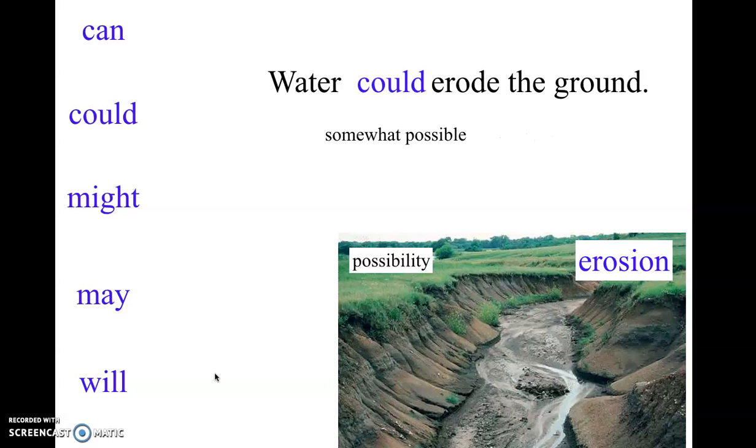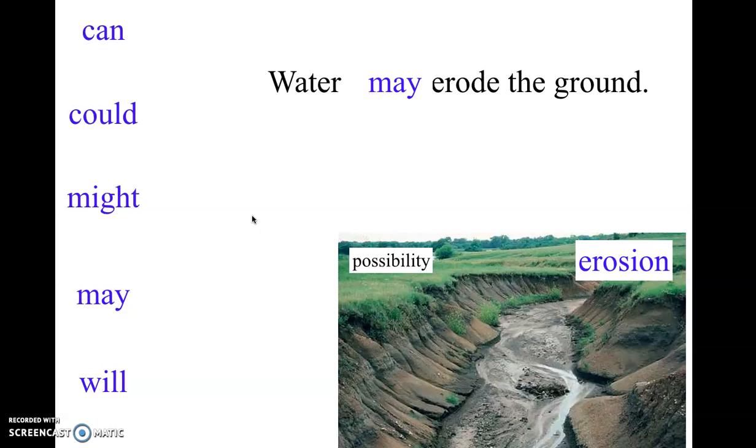Water could erode the ground. This is somewhat possible. It could or it could not. Okay, depends on the ground, how much water, all of that. Right? It could do this. Water might erode the ground. Here, it is more possible than could. Still, it's possible it won't do it, right? Just more possible than could.